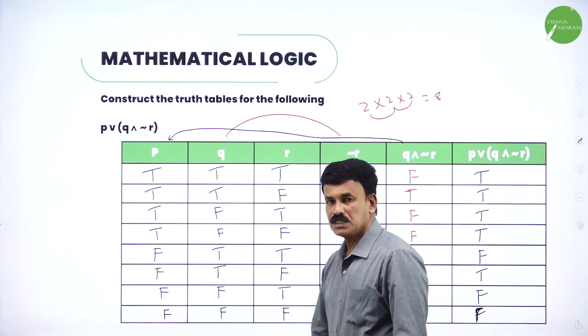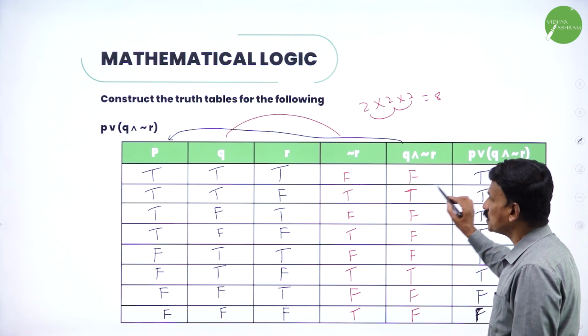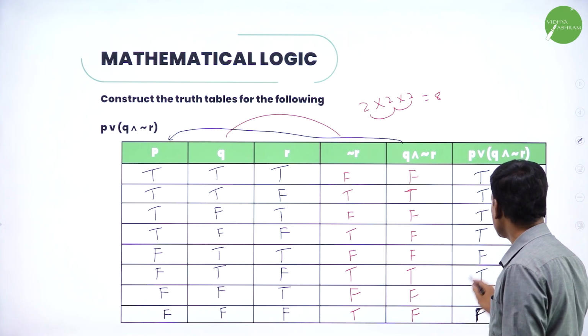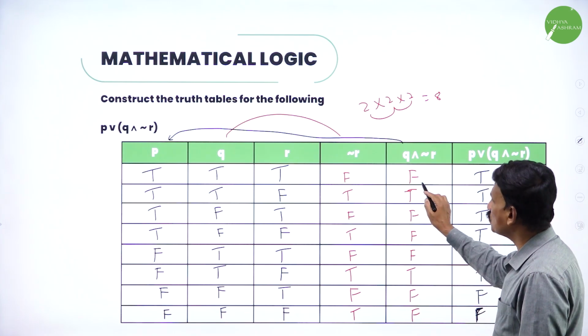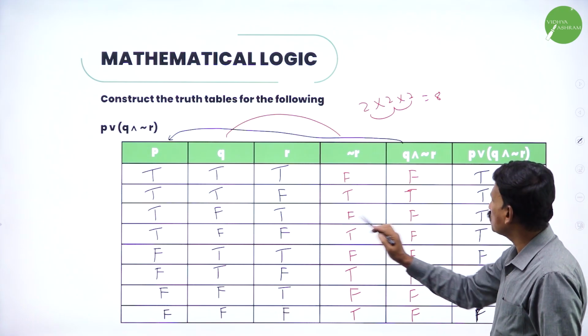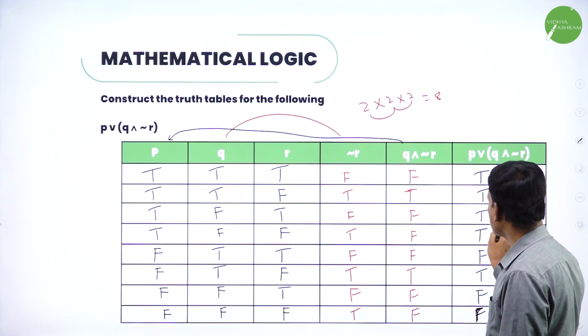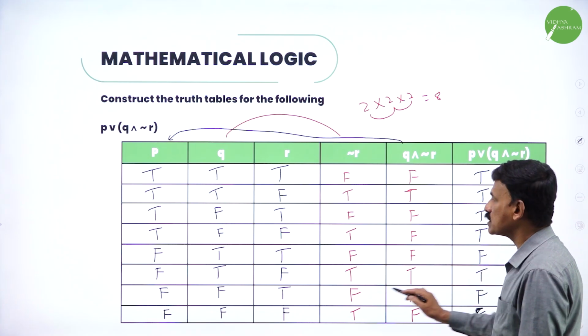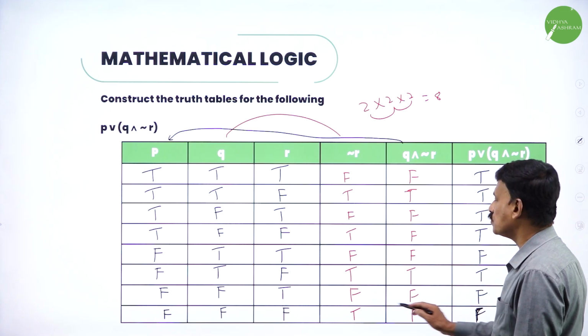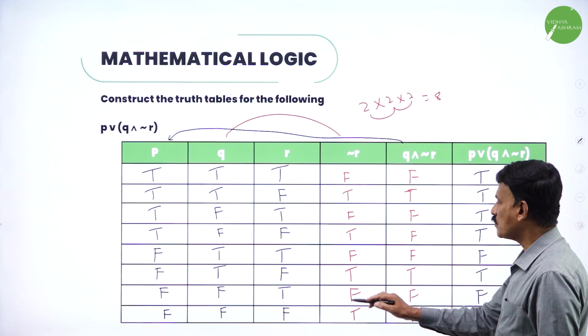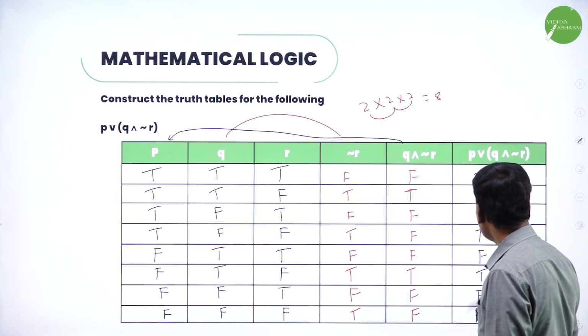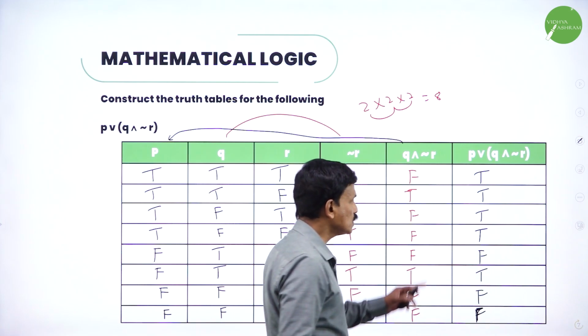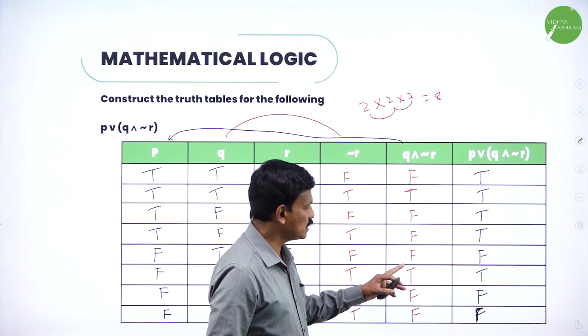That means, in case of disjunction, false and false is false. In other cases, it is true. So, true and false is true. True and true is true. True and false is also true. True and false is also true. False and false is false. Again, false and true is true. False and false is false. False and false is equal to false. So, all the truth values here are T, T, T, T, F, T, F, F.